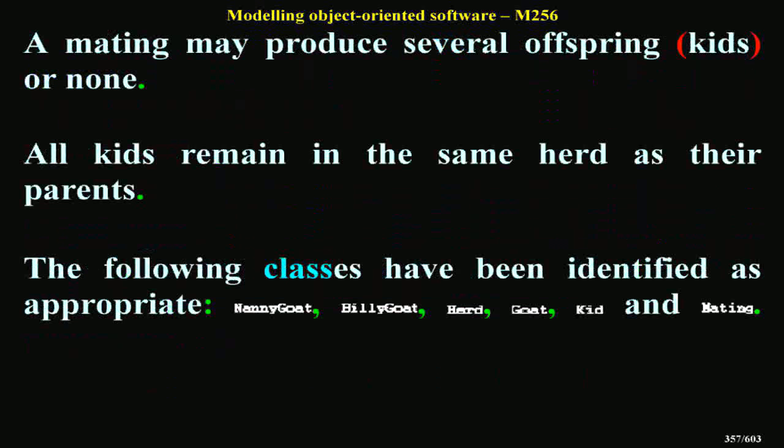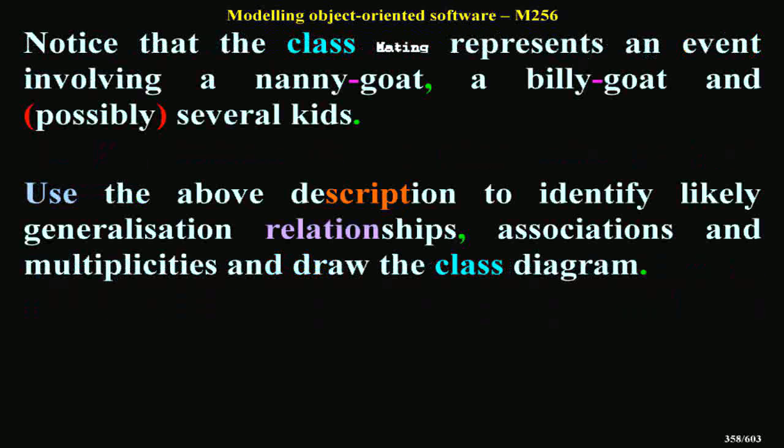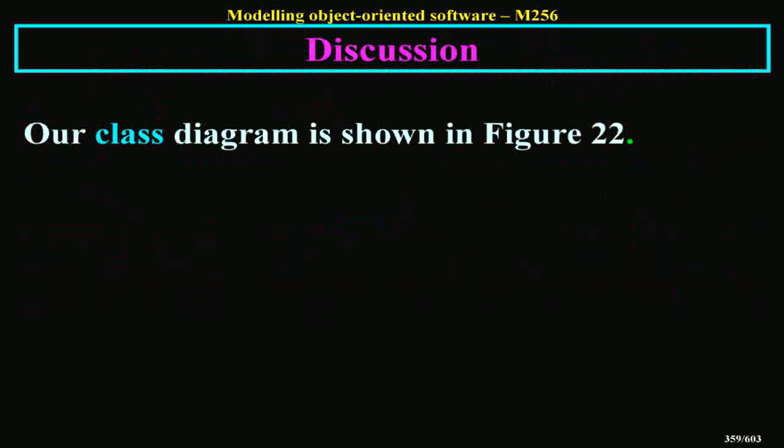The following classes have been identified as appropriate. And notice that the mating class represents an event involving a nanny goat, a billy goat, and possibly several kids. Use the above description to identify likely generalization relationships, associations, and multiplicities and draw the class diagram.